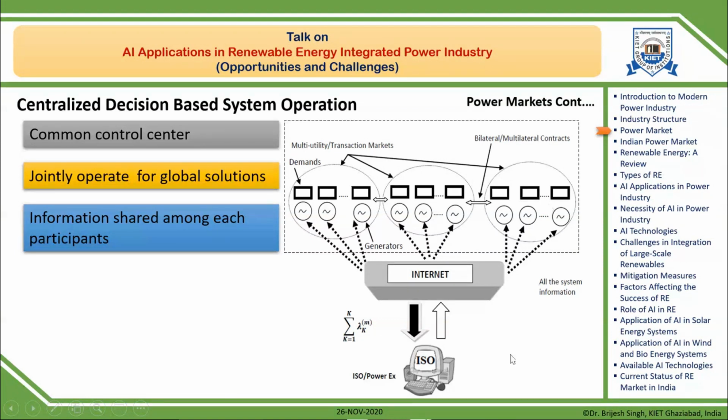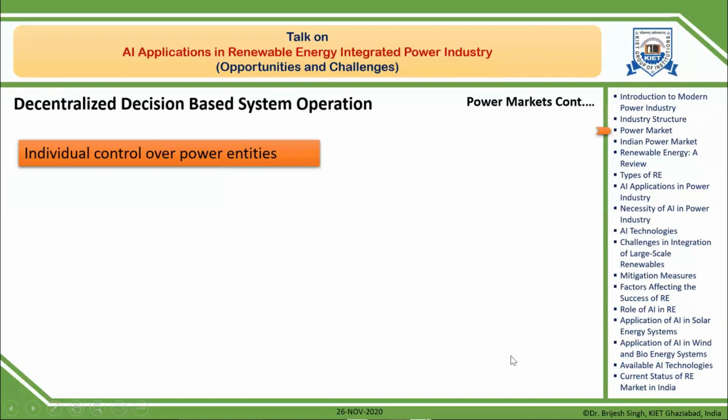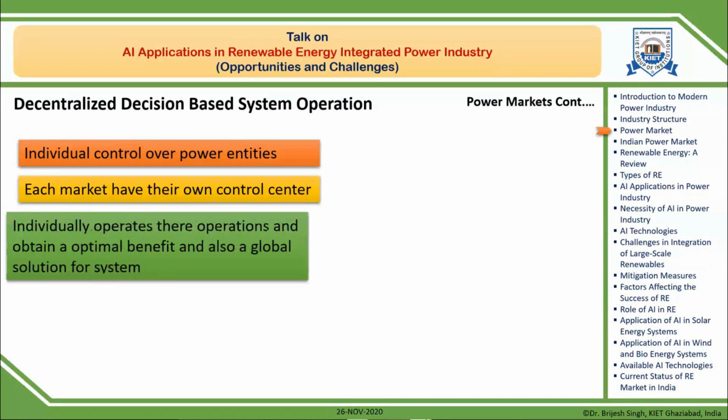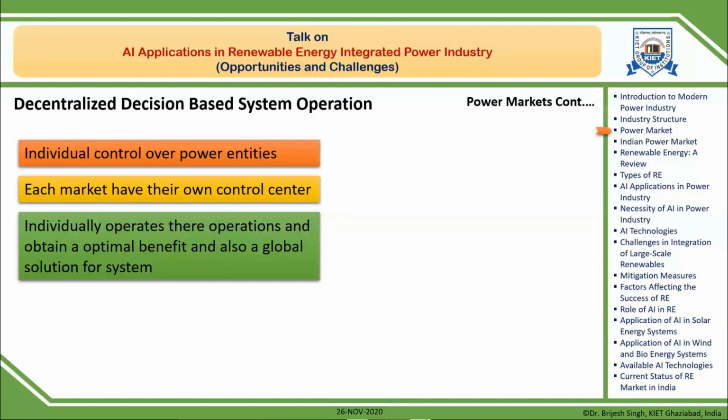Similarly, in the second case, decentralized decision making based system operation, there is individual control over the power transactional relations. Each and every utility has the right to make transactions between themselves, but their financial or business related information will be shared with the control authority. For the technical point of view, each utility has its own control center, and all these control centers are controlled by a common control center. They individually operate and obtain an optimal benefit and also a global solution for the system.